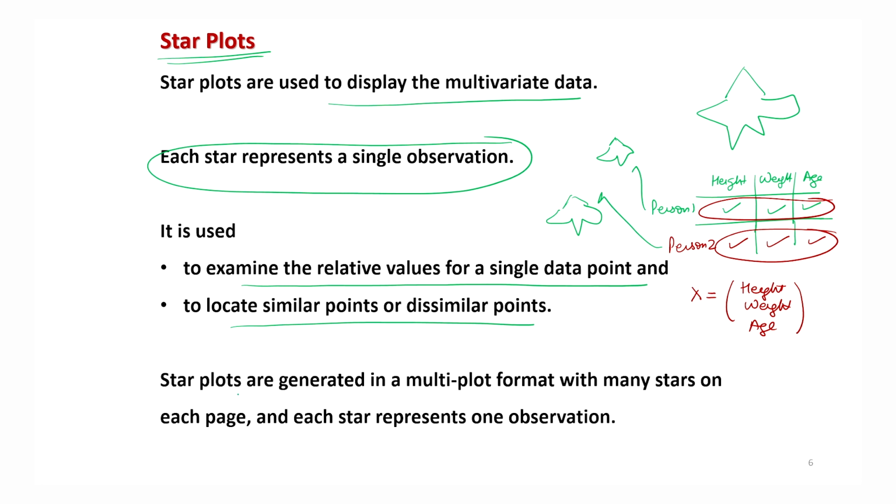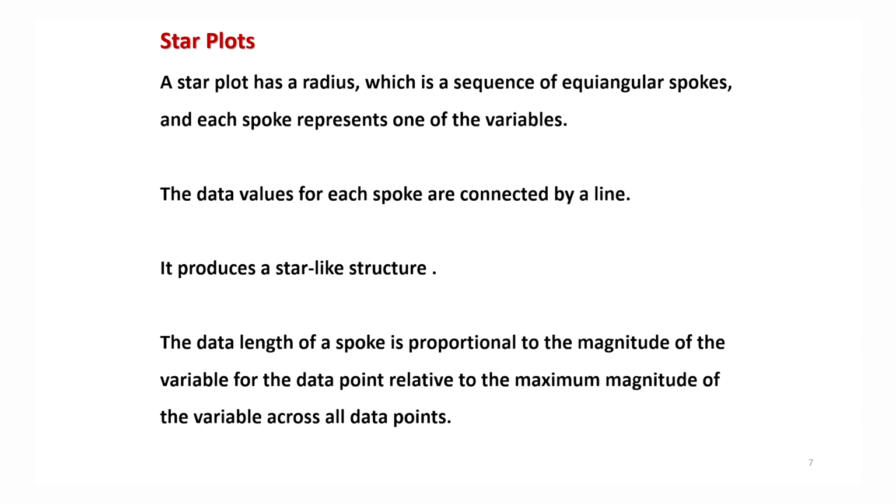So these star plots are generated in a multi-plot format, and if you have more than one observation, many stars are plotted on each page, and each star represents one observation. So if you have 20 observations, there will be 20 star plots on one page, right? And the construct of a star plot is that it has a radius, and this radius is actually a sequence of equiangular spokes, you know.